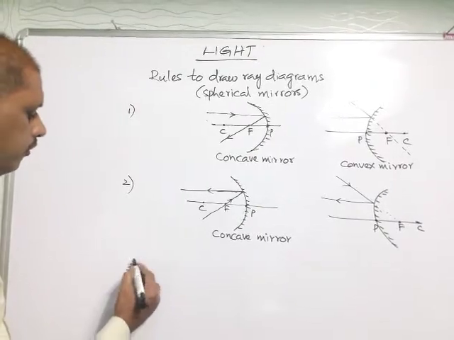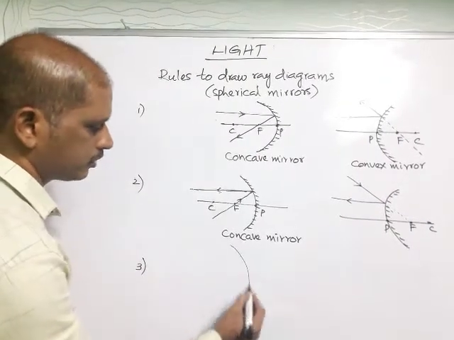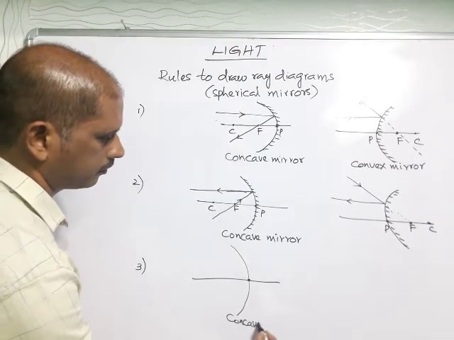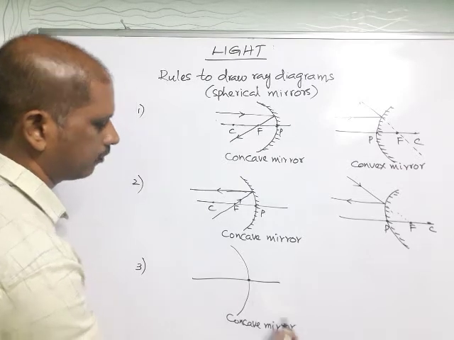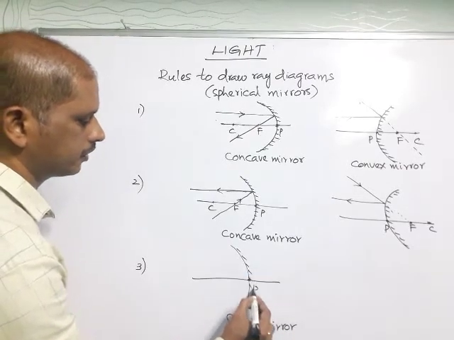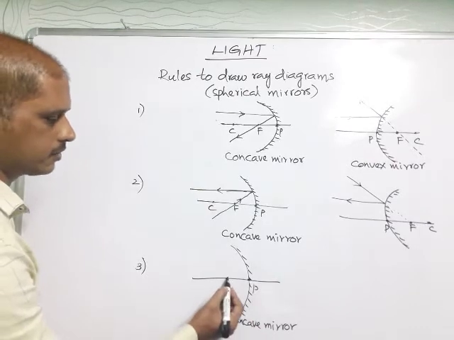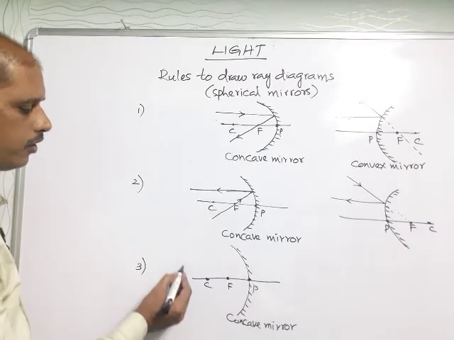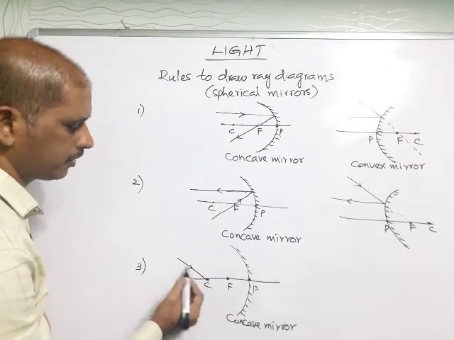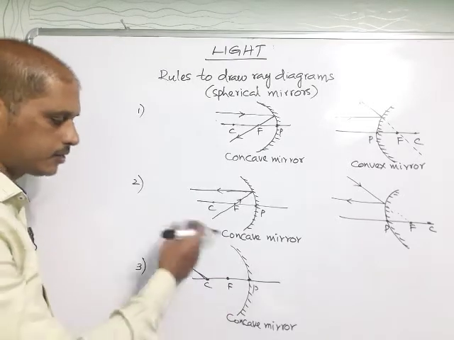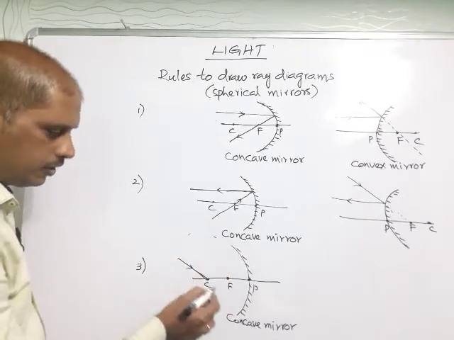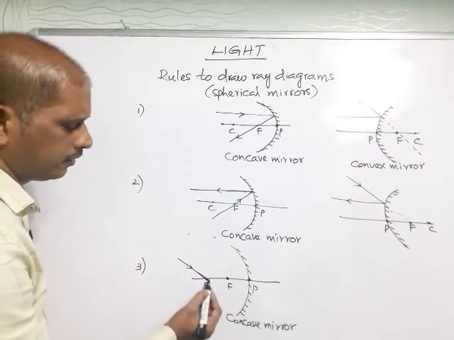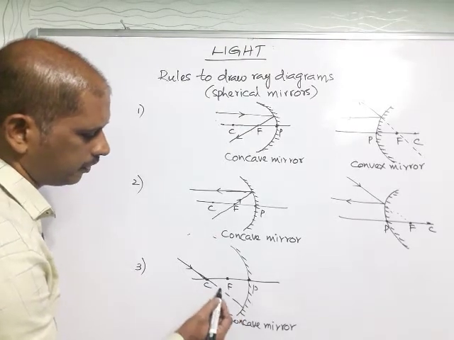And the third rule: a light ray which is passing through the center of curvature. Again I will take a concave mirror, pole, this side is coated, the other side working as a reflecting surface. This is the focus, this is the center of curvature. A light ray which is passing through the center of curvature is nothing but along the radius of the sphere. If you imagine the sphere, a ray passing through the center of curvature is compulsorily along the radius of the sphere. So then the reflected ray passes through the same path.